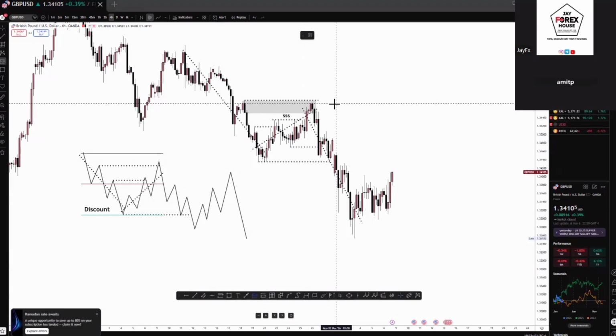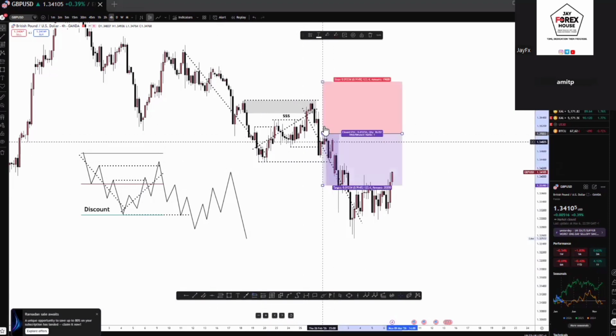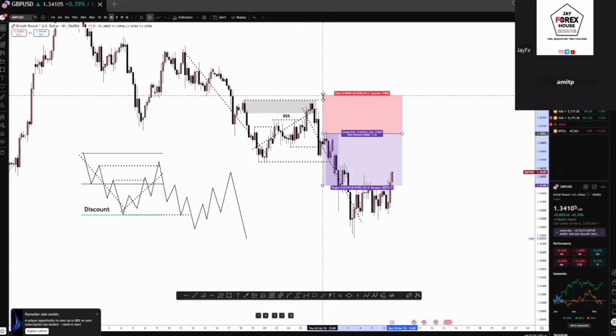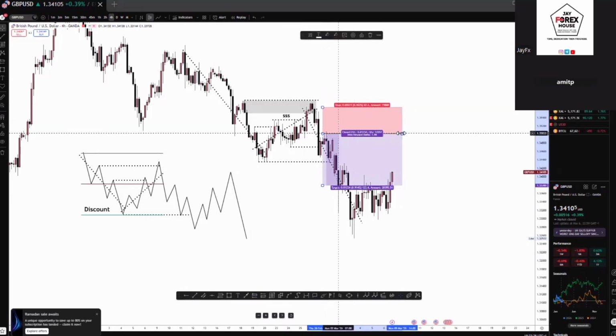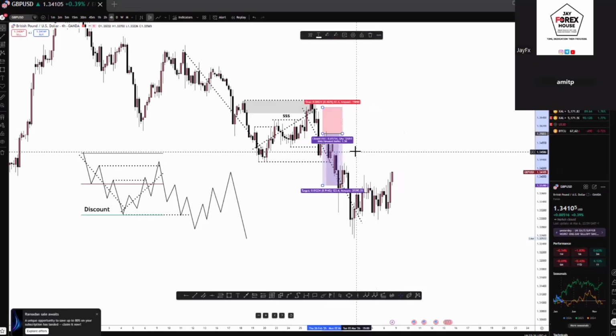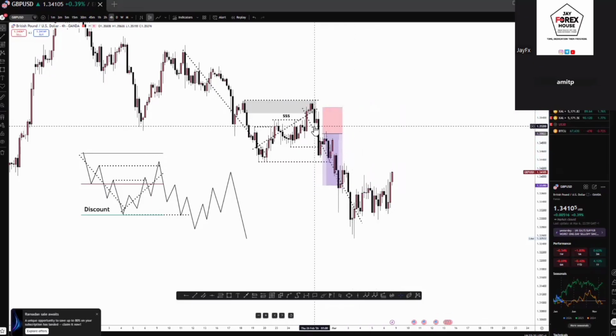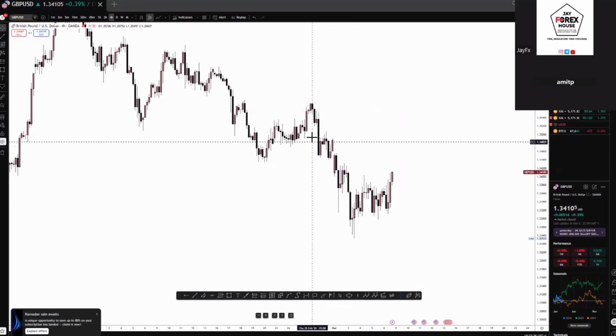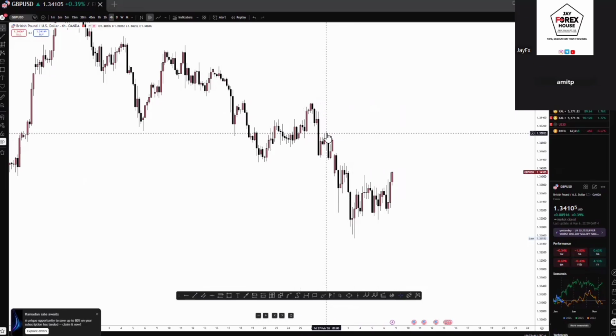Entry number two was at this point when price mitigated this fair value gap. You know what a fair value gap is, right? I've heard about that. Yeah, when there is an imbalance, like candles going in one direction and leaving imbalance behind. Yes. So you see the imbalance created here, right? Right. So price came back and filled that imbalance.